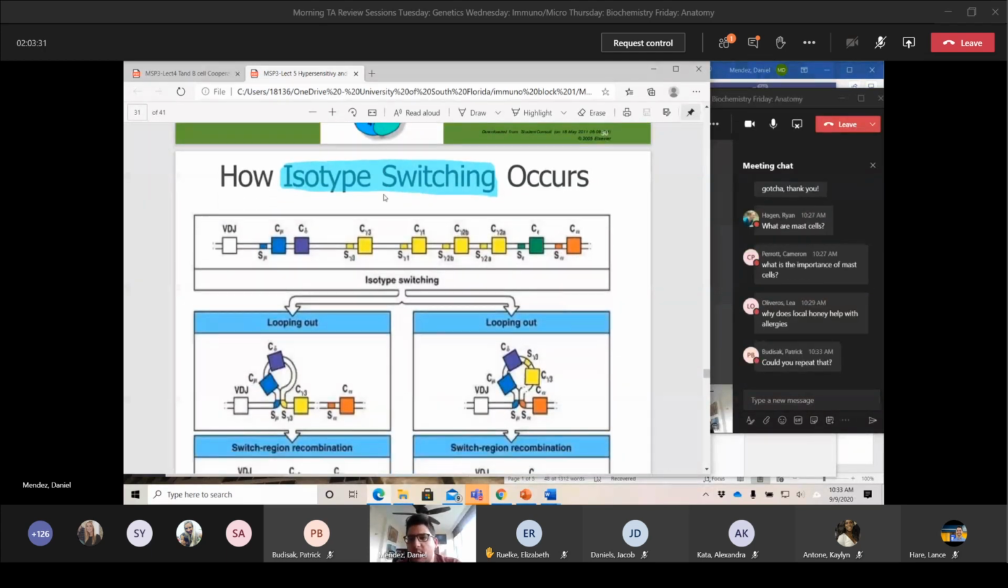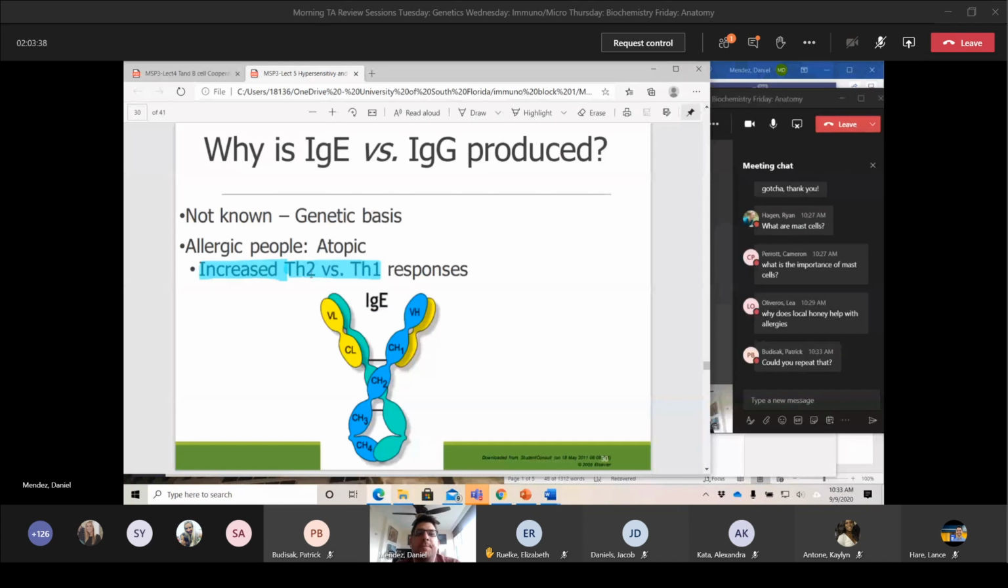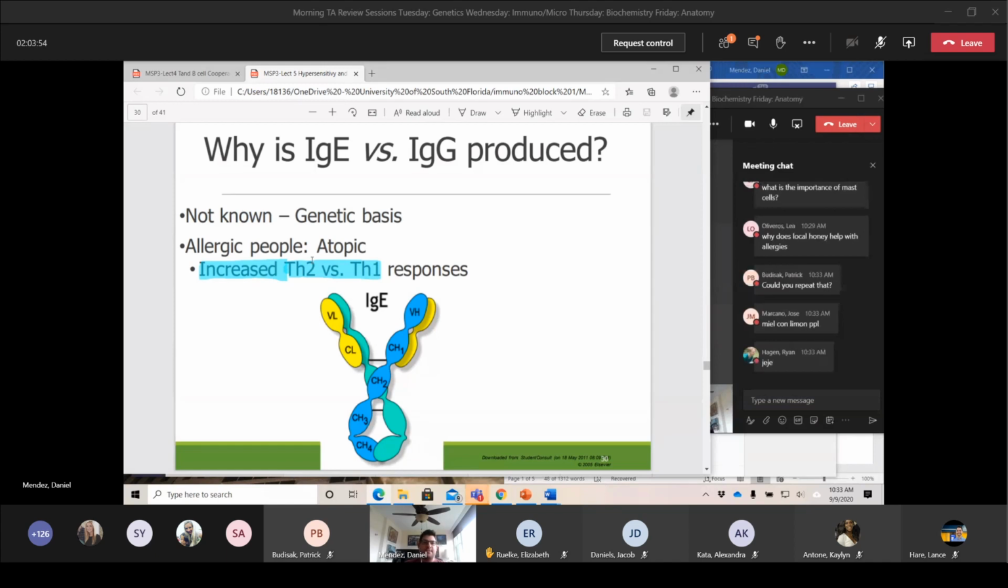So our isotype switching, this is what I was, yes, Patrick. So Th2 is going to increase allergy response because, remember, both Th1 and Th2 are CD4 cells, so they're helper cells. So they allow for isotype switching. Th2 will allow isotype switching into IgE, which is going to have mast cells. And then Th1 is going to allow for isotype switching into IgG. IgG is the main proponent for directed killing for our antibodies. That's going to induce opsonization and neutralization of microbes. Th2 is just going to induce IgE to release histamine. So people that naturally have a higher Th2 response are going to be the people that naturally have more allergies.